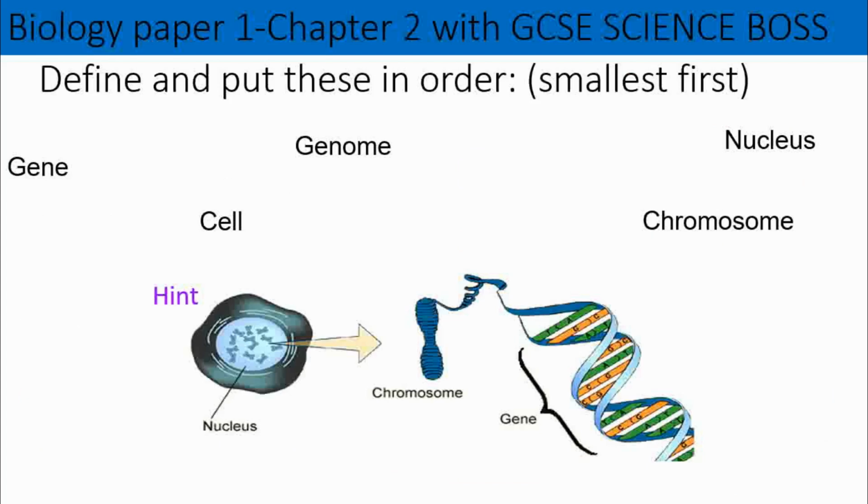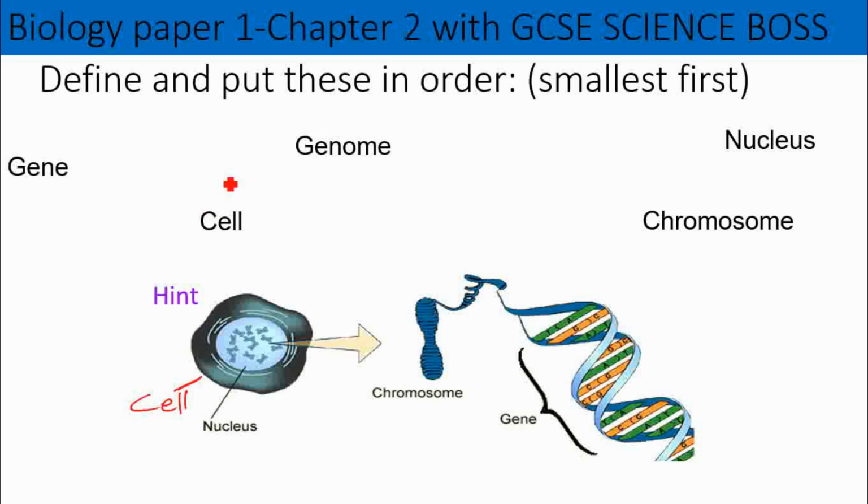One of the first things that you need to understand before you can revise chapter 2 effectively is to ensure that you know all of these words. Right here you have a cell, and in that cell you have some thread-like structures. These are called chromosomes. In humans we normally have 23 pairs, 46 in all. If you take out a chromosome and unwind it, it unwinds into your DNA structure, and a section of that DNA is referred to as a gene, which codes for a particular characteristic.